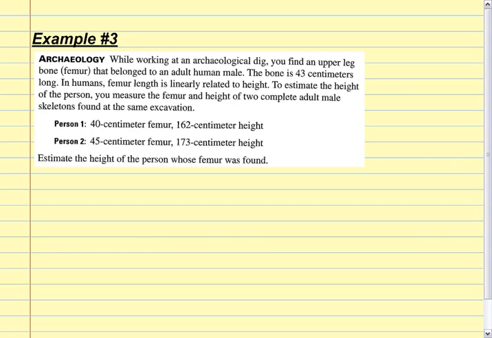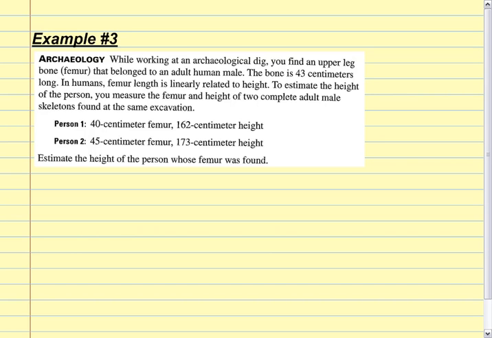Okay, folks, example number 3. It says archaeology. While working at an archaeological dig, you find an upper leg bone, a femur, that belonged to an adult human male. Now, the bone is 43 centimeters long. In humans, femur length is linearly related to height, like a linear equation.